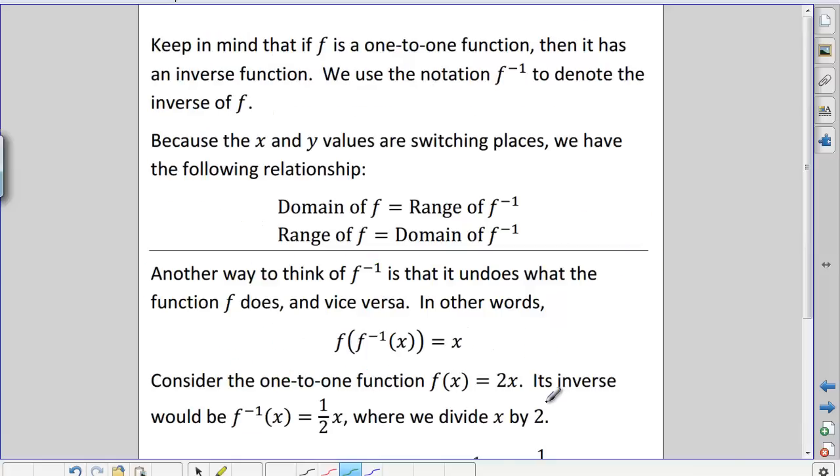And again, what we just said there, when the x and the y switch places, the domain and the range also switch places. So we do have this relationship where the domain of f is the range of the inverse function, and vice versa. The range of f is the domain of the inverse. That can be useful if we're ever interested in finding the domain and range of a one-to-one function. We'll not get into that. Just know that that situation does occur.